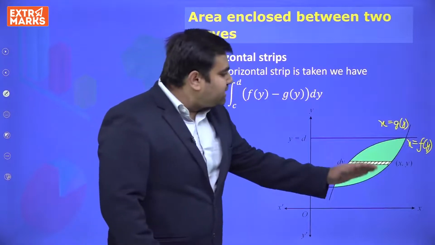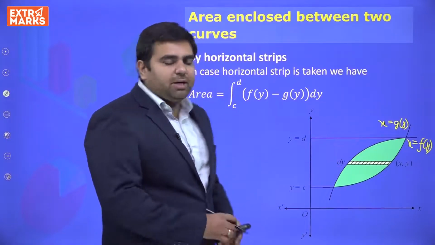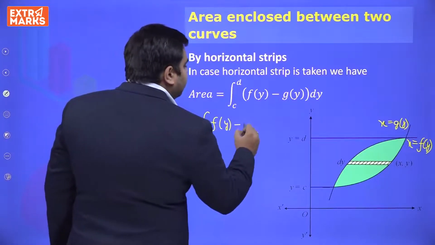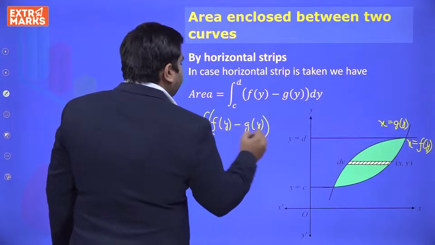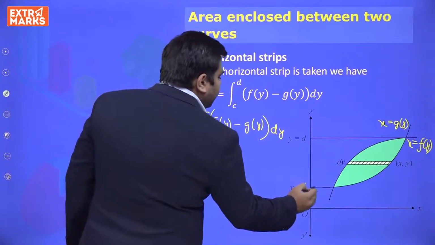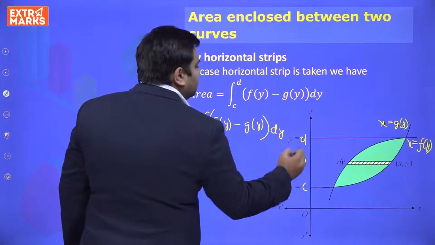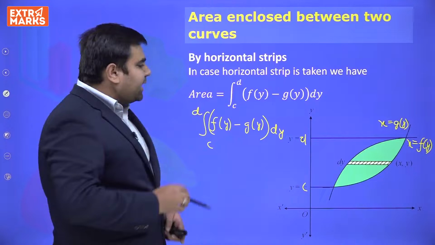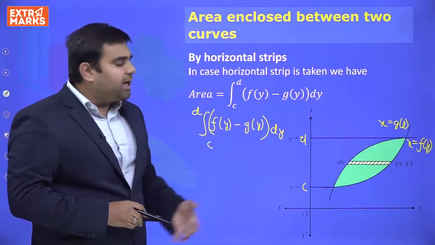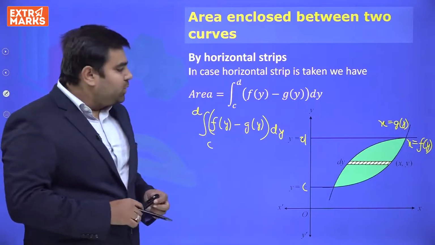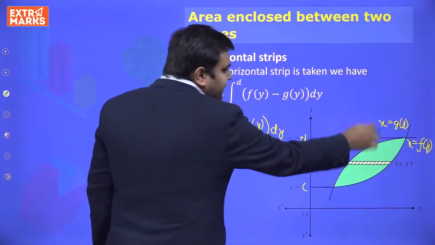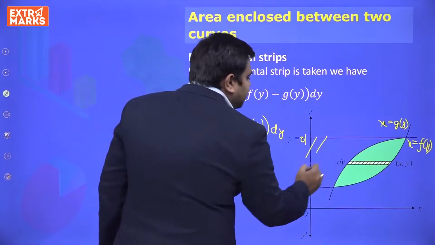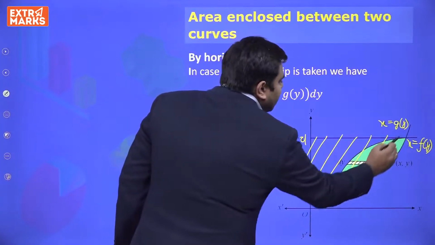So right side minus left side. This will come out to be f of y minus g of y dy, where y gets varied from C to D, right? Why have I taken the right side curve first and the left side curve afterwards? Because if you look at f of y dy, then this would be the complete area.